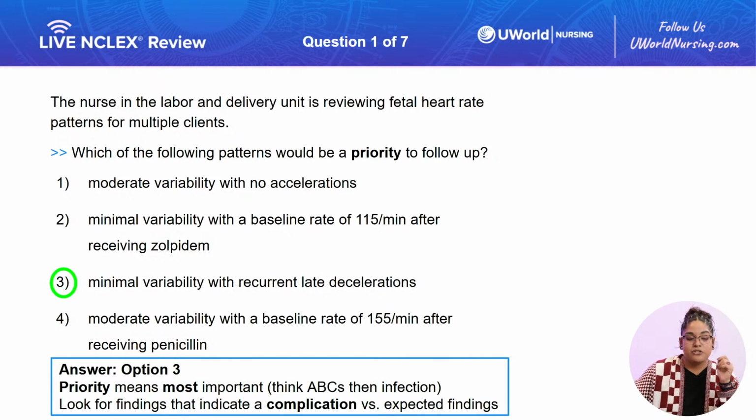So that leaves option 3 as our correct answer. We have minimal variability is non-reassuring. So late decelerations, like I said earlier, are a sign of uteroplacental insufficiency, when our baby is not getting enough oxygen, making that our correct answer.